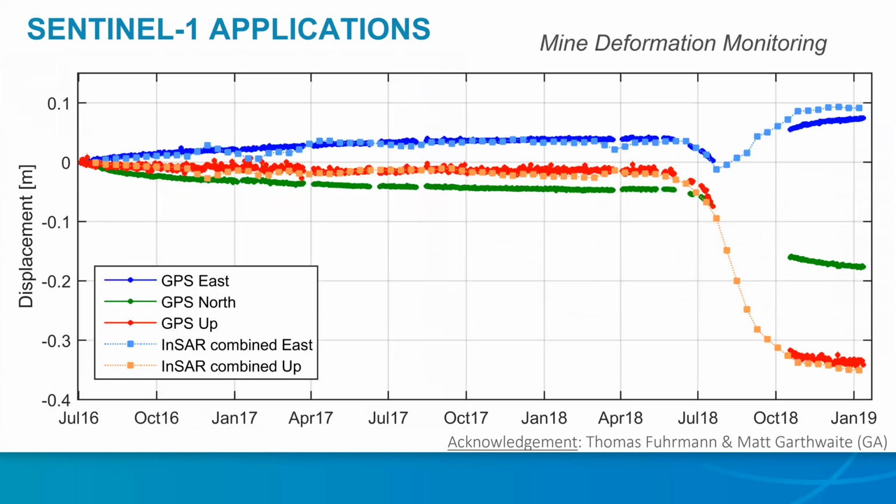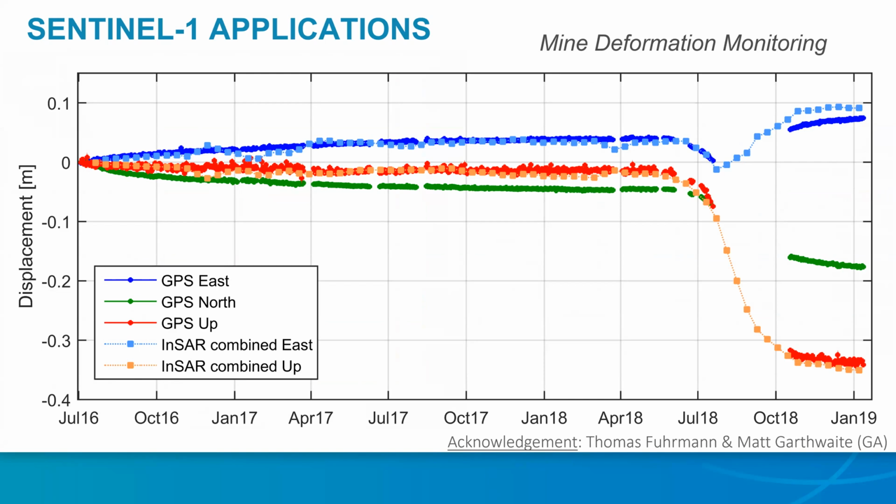And this graph plots that same mine site deformation as measured by a geodetic grade GPS core station, so very high accuracy, and as measured by INSAR. So you can see the blue, green and red is the GPS information, and the light blue and orange is the INSAR.